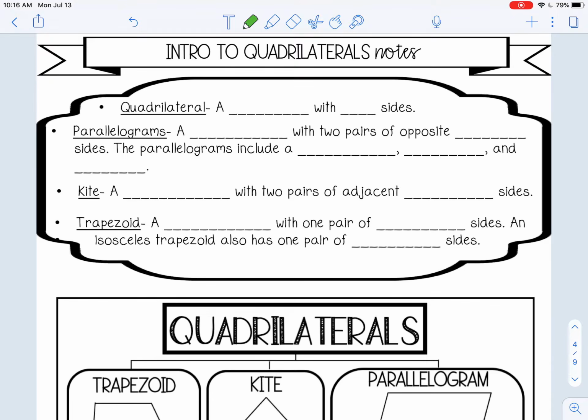Welcome to this video on an introduction to quadrilaterals and trapezoids. In this video, I'm going to go over the introduction to quadrilateral notes and the trapezoid notes.